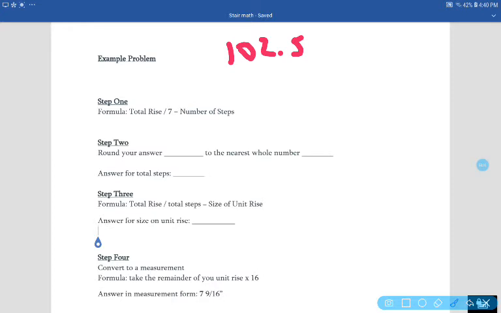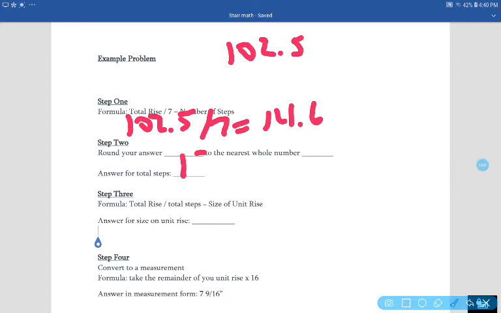We're going to go ahead and solve the math by taking that 102.5 and dividing by 7. And that's going to give us 14.64286. That's all we need because we're going to round that number. That number rounds to a whole number of 15. So in this set of stairs, we have 15 steps total.